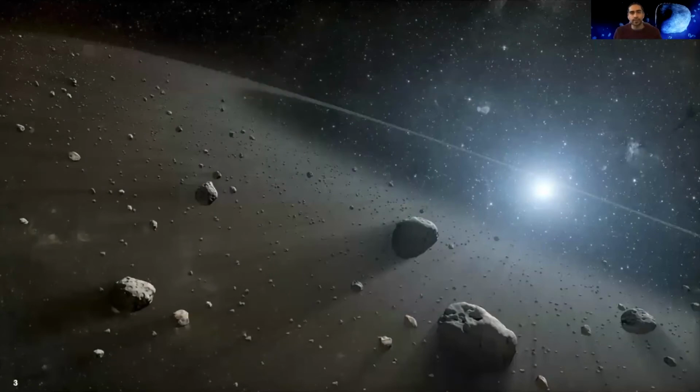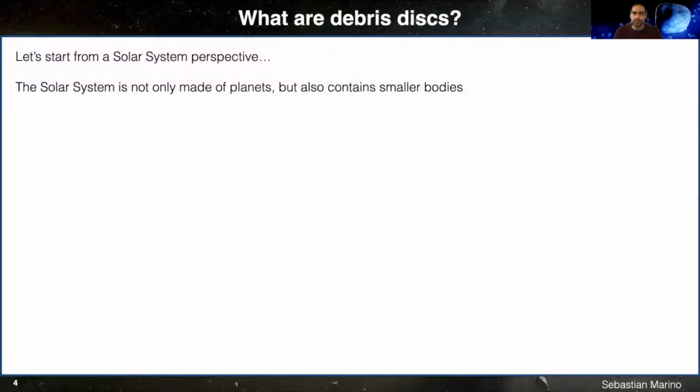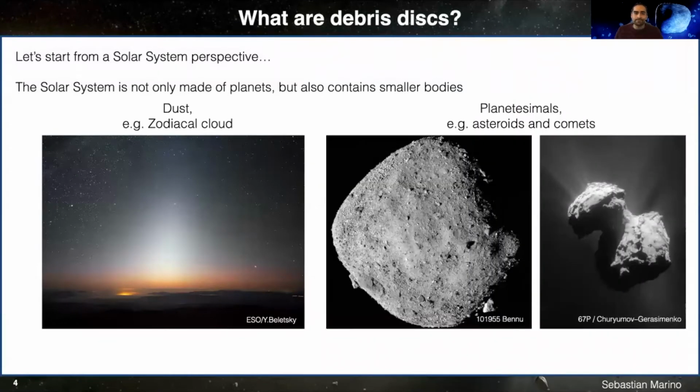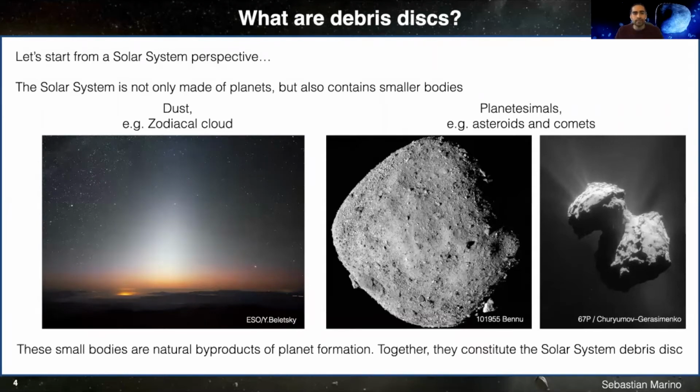Okay, so let's start with some fundamentals. It's a good idea to start from the solar system perspective because many of the terms we use are related to solar system science. Okay, so we know that the solar system is not made only of planets, right? It also contains smaller bodies. This can be in the form of dust, like for example the Zodiacal cloud, which can be seen from Earth with your own eyes as a kind of halo along the ecliptic. And also we can see with telescopes actually individual planetesimals. So these are asteroids or comets that could be in the asteroid belt or in the Kuiper belt or just around being scattered by planets. So these small bodies are a natural product of planet formation, and together they constitute the solar system debris disk.